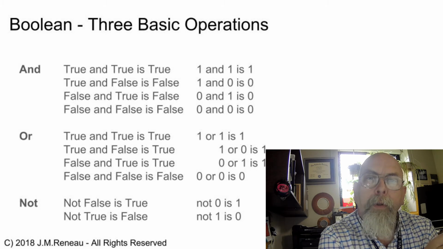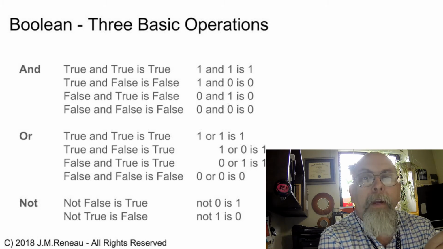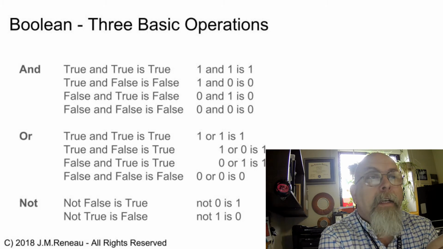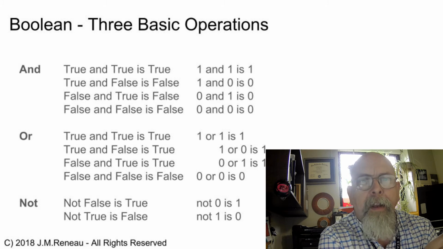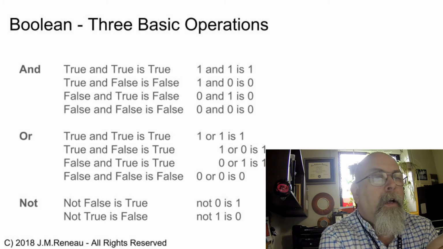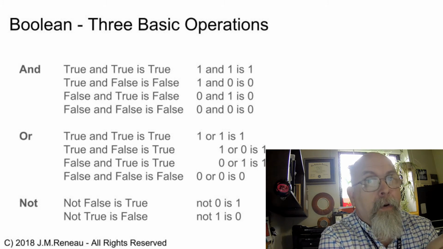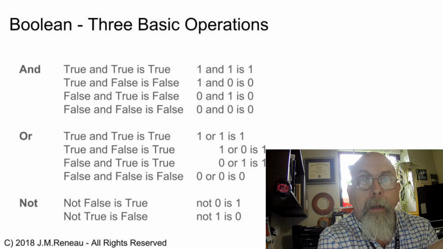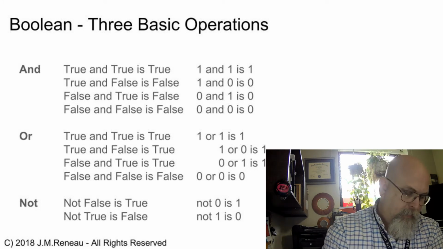The last Boolean operator that we're going to discuss in this introduction is the Boolean operator not. Not is the Boolean equivalent to putting a negative sign in front of a number, or negation. Not 1 is 0, or not true is false, and not false is true. So it just changes the value of the Boolean value.